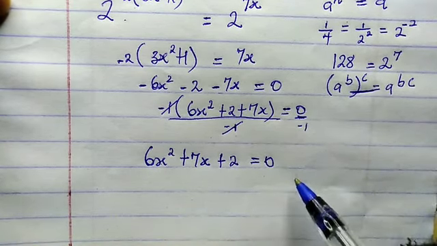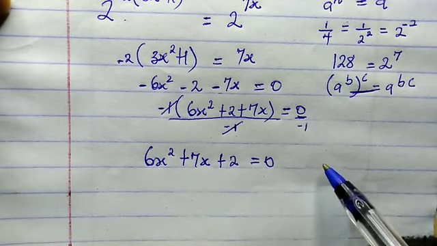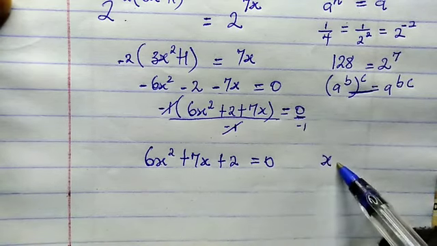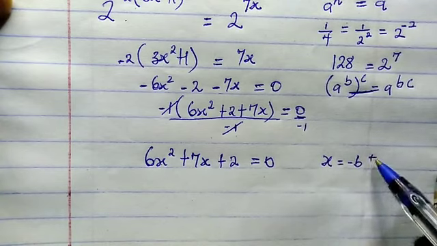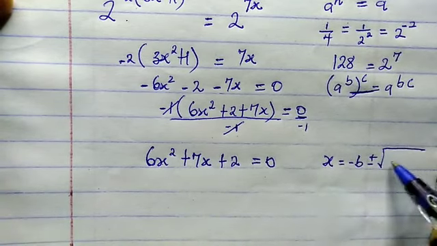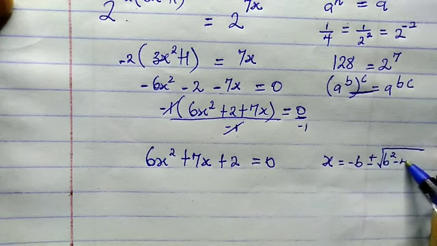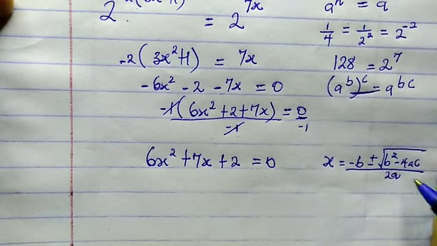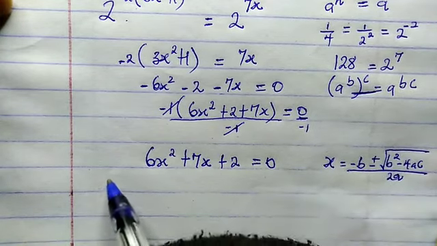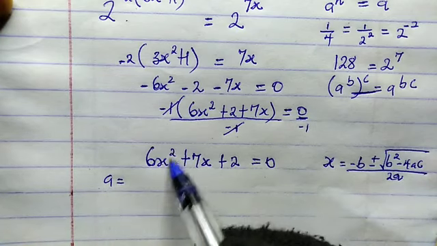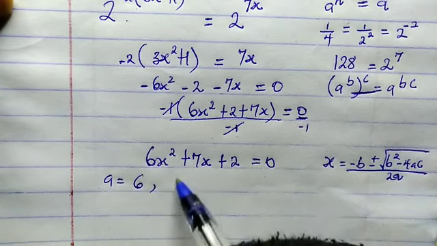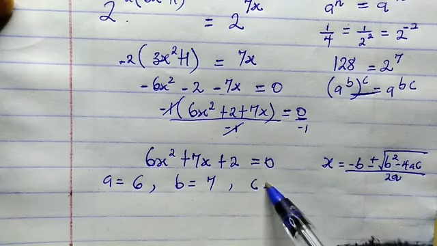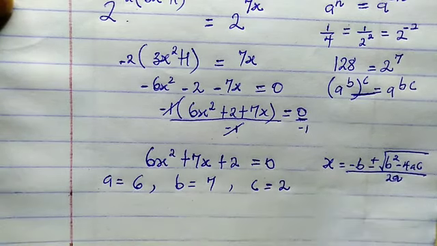From here we're going to make use of the general quadratic formula, which is given by x is equal to negative b plus or minus the square root of b squared minus 4ac, all over 2a. And here a is the coefficient of x squared, which is 6. b is the coefficient of x, which is 7. And c, the constant, is equal to 2.